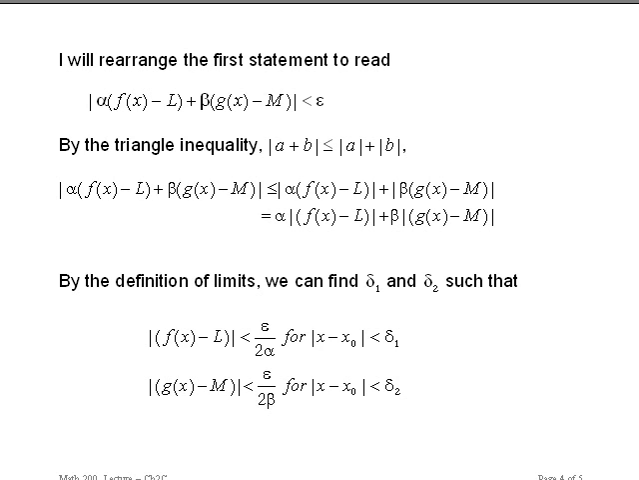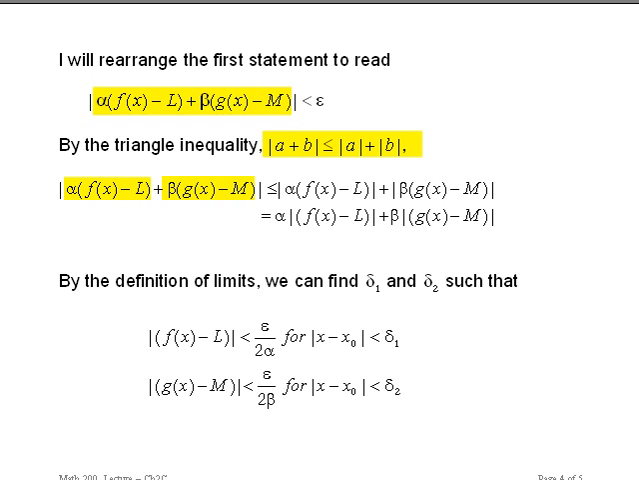The first thing I'm going to do is rearrange everything inside the absolute value signs in that statement to look like this. I'm going to put f and its limit L together, g and its limit m together, and factor out the alpha and beta. Then I'll use a triangle inequality. The triangle inequality states that the absolute value of a plus b is less than or equal to the absolute value of a plus the absolute value of b. And I'll identify alpha times f minus L as the a, and beta times g minus m as the b. Then I can break it out into these two absolute value terms and factor out the alpha and beta. They're positive, so again, we don't need any absolute value signs on alpha and beta.